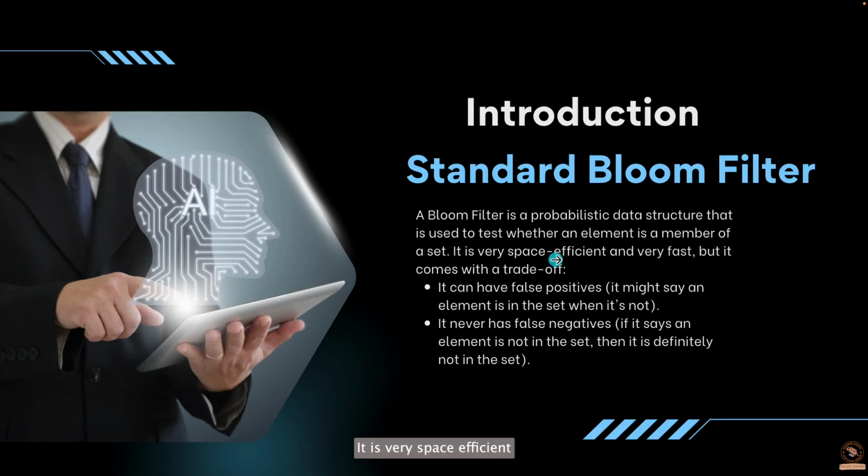It is very space efficient and very fast, but it comes with some trade-offs. It can have false positives, meaning it might say that an element is present, but it might not be available in the set. And it never has false negatives, meaning if it says that this element is not available in the set, then it is definitely not available. But the same is not true for the counting Bloom filter.